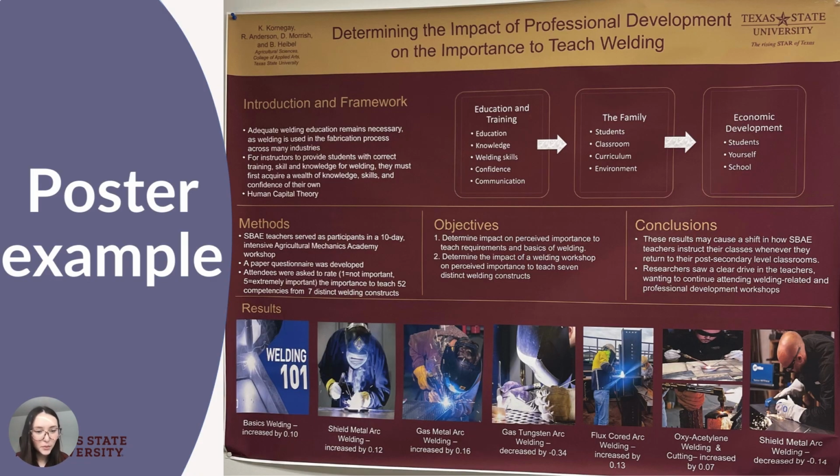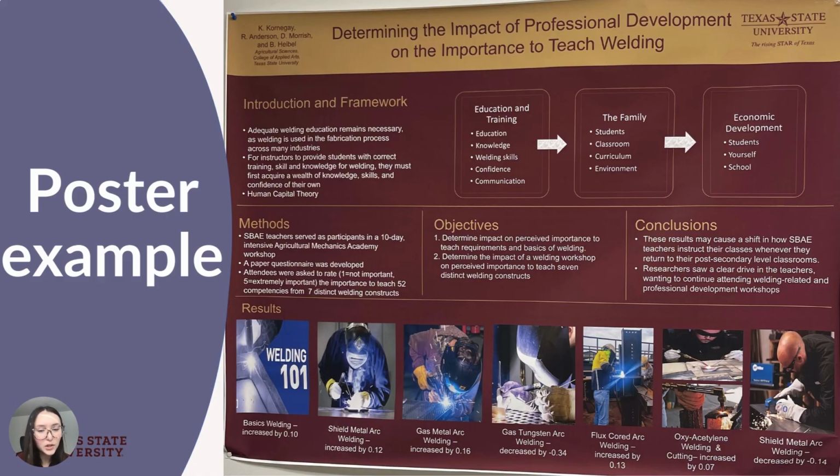So this is an example of a research poster. As you can see, they have a clear title at the top. They have the names of the researchers as well as the institution that they were researching with. They have the logo, Texas State University. And then they have their introduction and framework together.